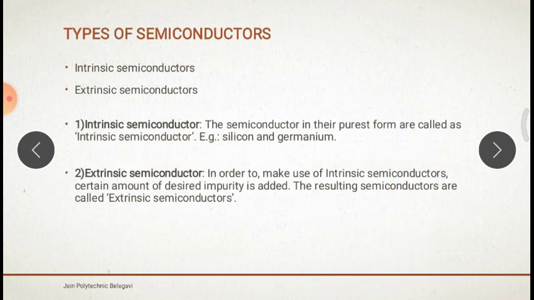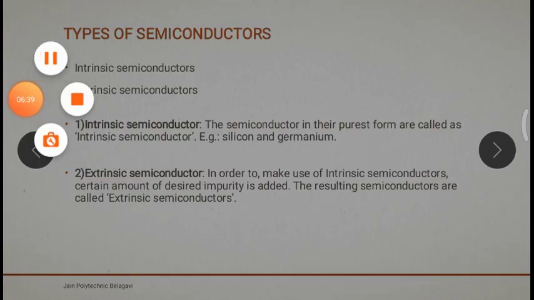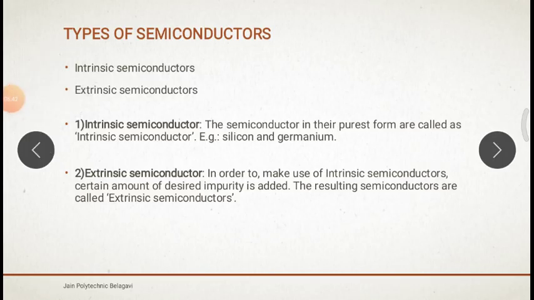Next we'll see the types of semiconductor. First is the intrinsic semiconductor. Second is the extrinsic semiconductor. Intrinsic semiconductors: semiconductors in their purest form are called intrinsic semiconductors. For example, silicon and germanium are examples of intrinsic semiconductors. Extrinsic semiconductor: in order to make use of an intrinsic semiconductor, some amount of impurity, that is some other material, is added. The result is called an extrinsic semiconductor.